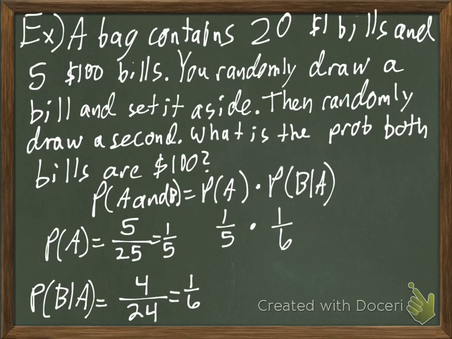So if it seemed like it was a lot more complicated the first time around, it really isn't. You can pretty much think through most of these. So now we just do the multiplication. 1 times 1, 5 times 6. So there's a 1 out of 30 chance that that happens, which can be changed to 0.03 repeating, or a 3.3% chance. So we can say that if we wanted to choose two $100 bills, there's a 3.3% chance that would happen.